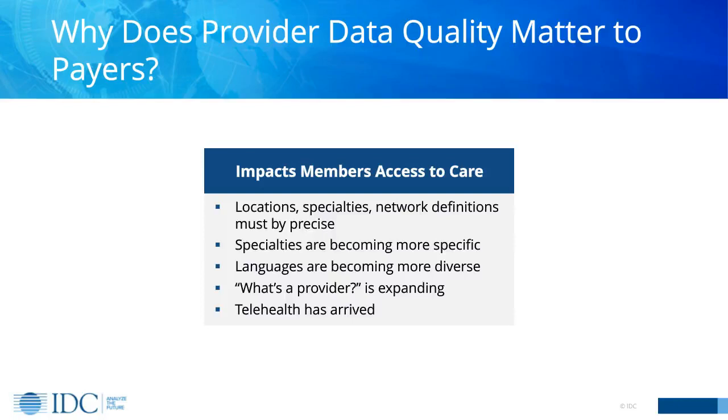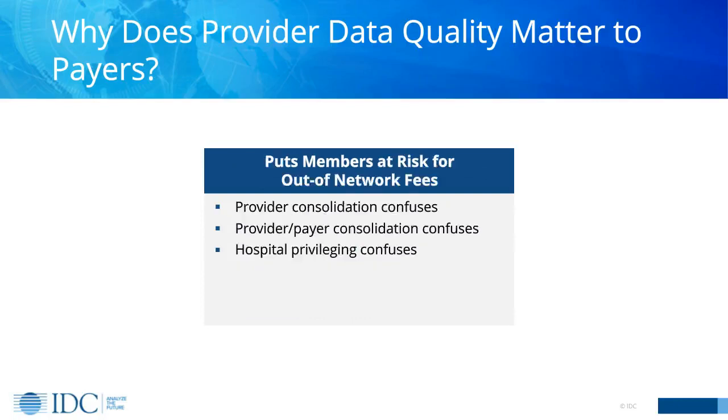As we said, there were two things around how provider data quality matters to payers. The second was putting the member at risk for their out-of-network fee. Anybody that's gone through that process, where they walked into a situation where they thought they were covered by a network and covered by their copay and it resulted in an out-of-network bill, knows that surprise is not pleasant.